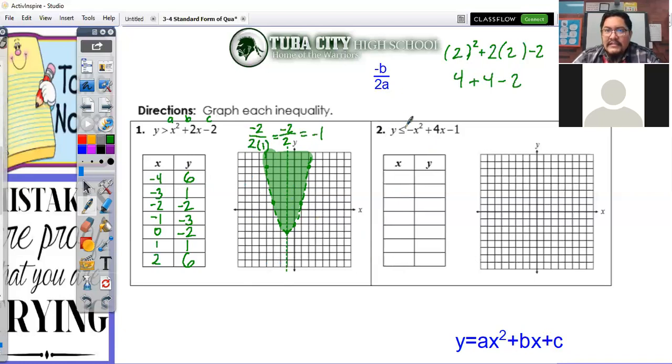So a couple of things we can tell before even graphing this. So I have my a value, that's the first term with the x squared, is a negative. Remember, this means that our graph is going to open downward. So negative means a frown. Right? And then positive, which in this case this is positive, so it's like a smile.